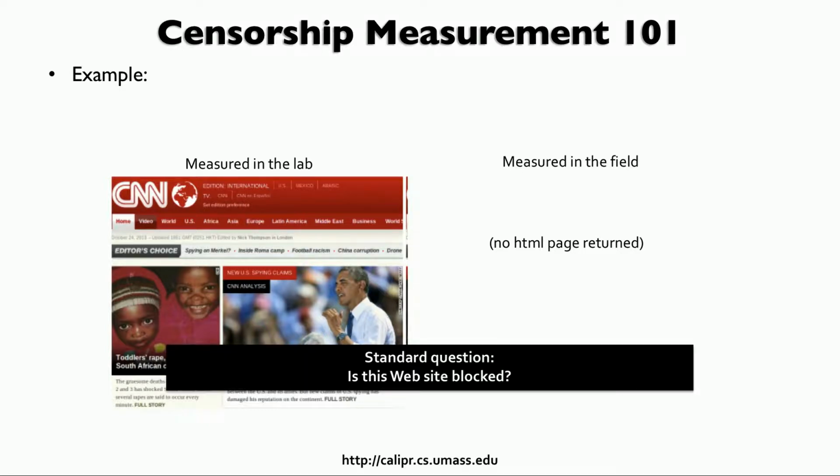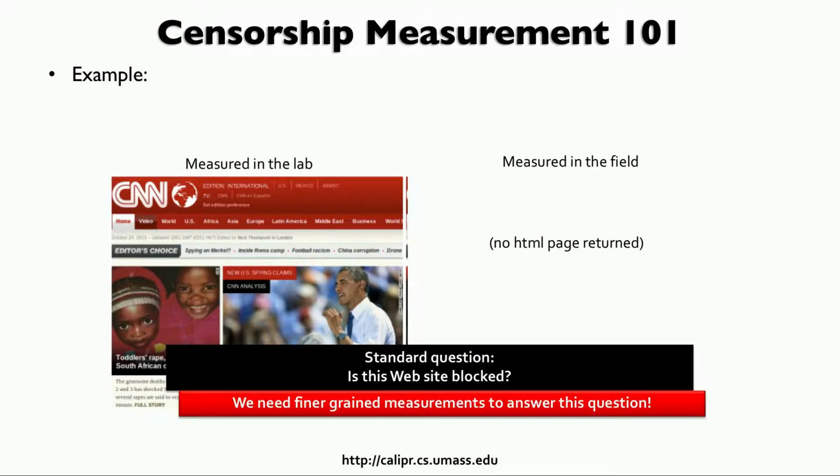Is this being blocked? Is this a network outage? Did the person not configure their wireless access point properly? How can we actually know what's going on? In order to understand these cases where sensors might not be explicit about their blocking, they might not come out and tell you that they're performing blocking, we need finer-grained measurements.